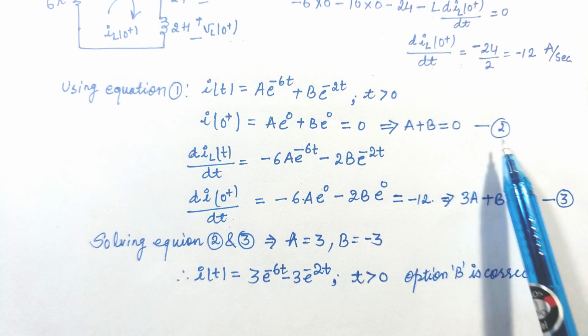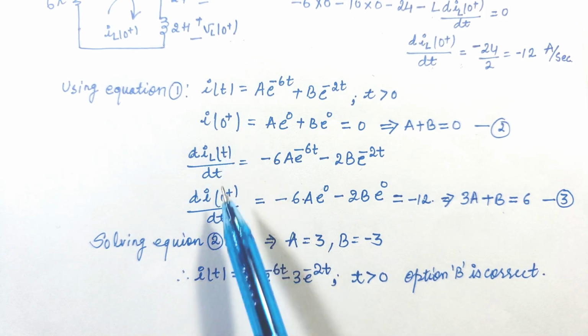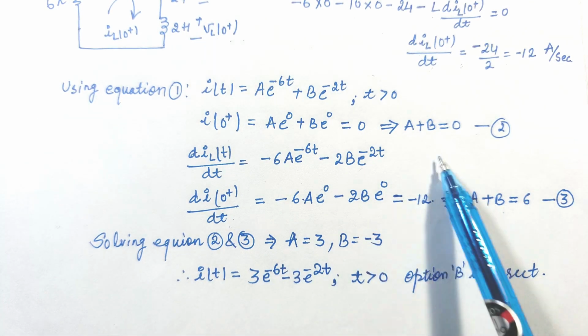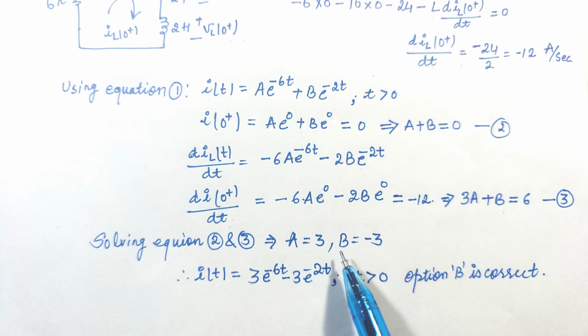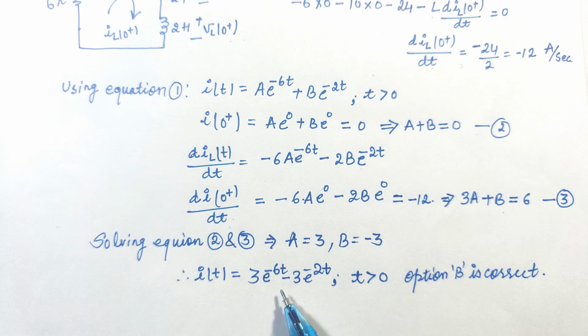We find equation number 2 and equation number 3 after putting the values of i(0+) and di(0+)/dt. We will solve these two equations, then we find that the value of A will be 3 and the value of B will be -3. So i(t) can be written as 3e^(-6t) - 3e^(-2t) for t > 0 seconds. So this is our option B given in the question.